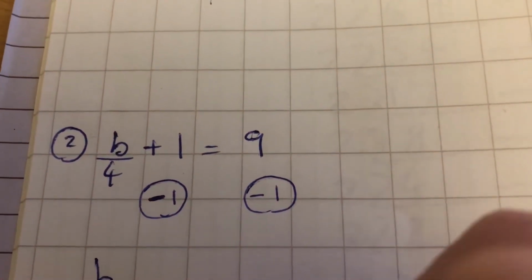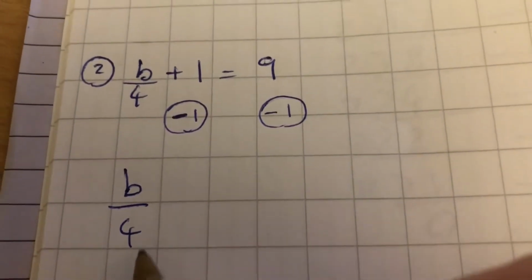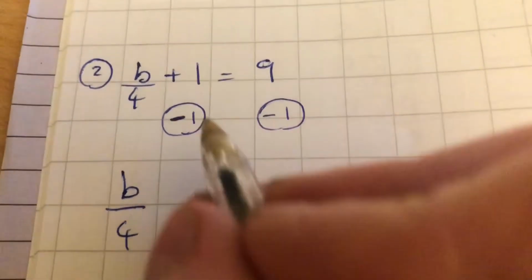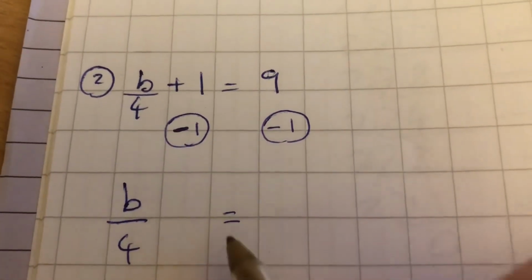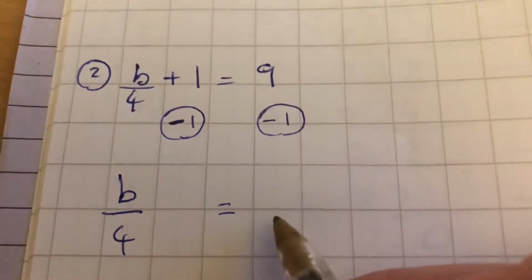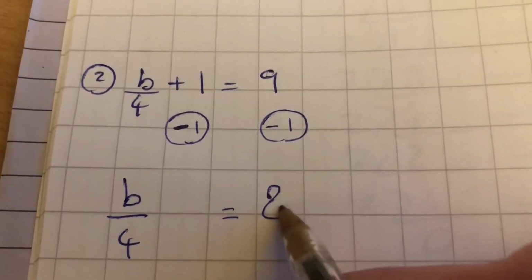It's a two-step equation, so I'm taking 2 steps to solve it. I'm going to get rid of that 4 in a second. Plus 1 minus 1 is 0, so it's gone. That was the purpose of taking away the 1. 9 take away 1 is now 8.